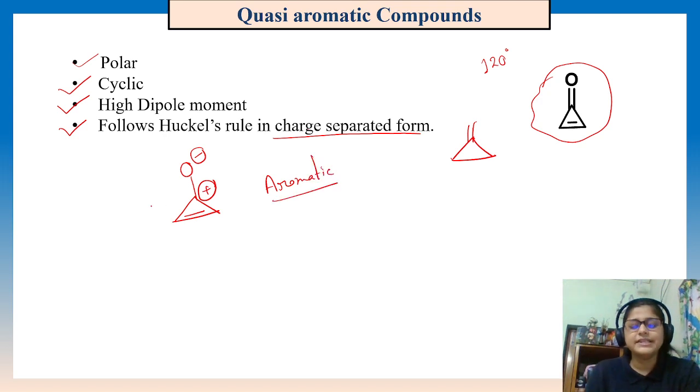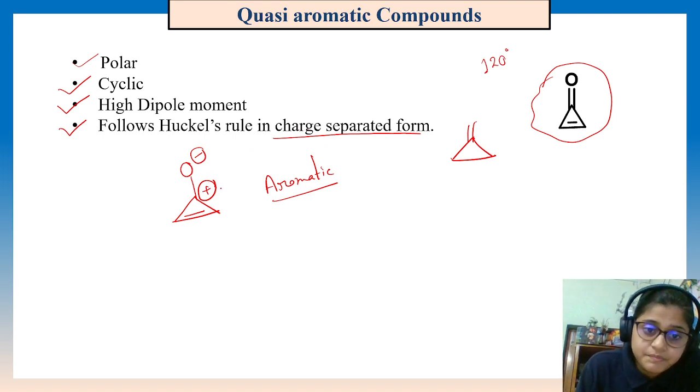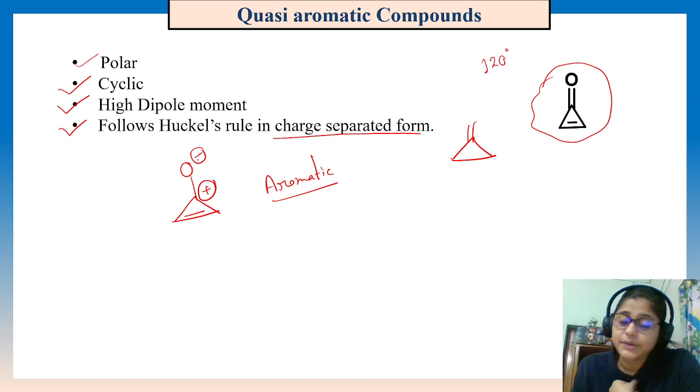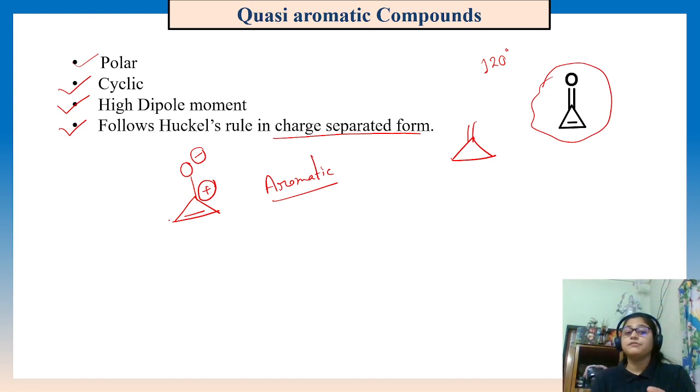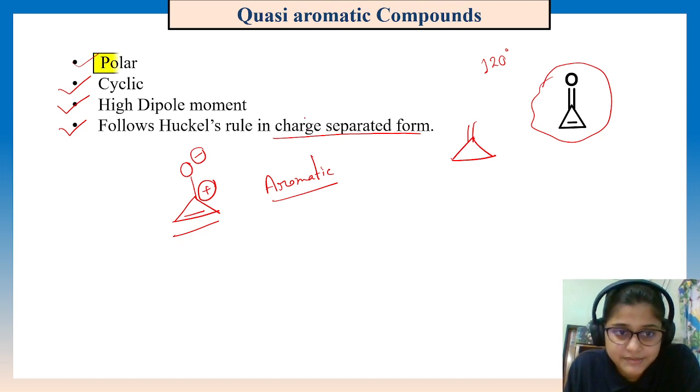Okay. So this kind of compound has a very high dipole moment. How? There is a positive and negative charge separation, and after the charge separation it follows Hückel's rule and becomes aromatic. So it is a stable form. In the stable form it has positive and negative charges, so that's why it has a high dipole moment.